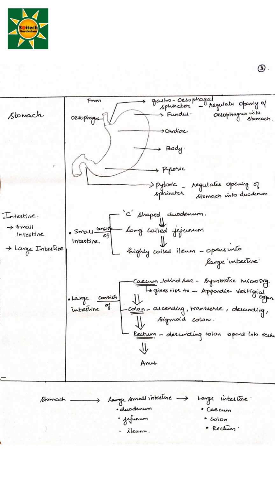The cecum is a blind sac that has symbiotic microorganisms, and there is also a vestigial organ here, which is the appendix. The colon has a transverse colon, ascending colon, descending colon, and the sigmoidal colon. The descending colon then leads to the rectum, and from the rectum we have the anus, which is an excretory organ of the body.